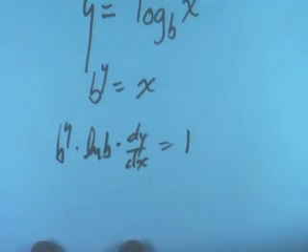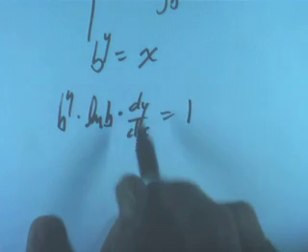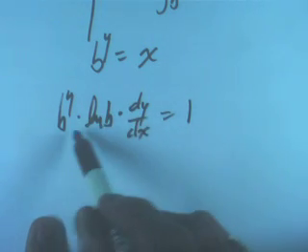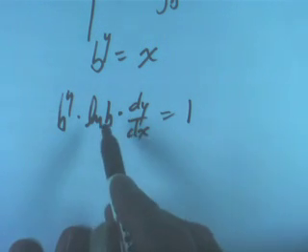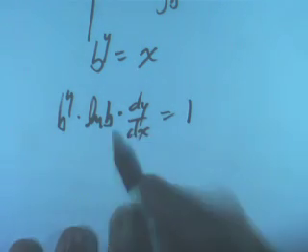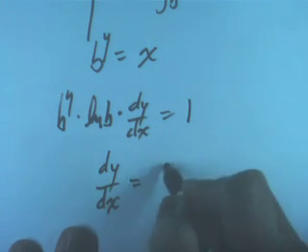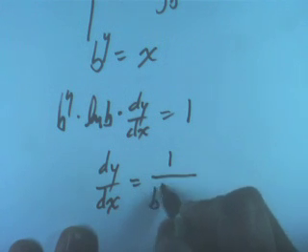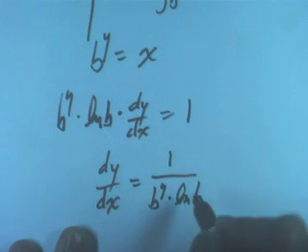Now, what we want to do at this point is solve for dy dx. Solving for this dy dx, we will divide both sides by b to the y times the natural log of b. The natural log of b, of course, is just some number, so it's just a constant. So we get dy dx is equal to 1 over b to the y times the natural log of b.